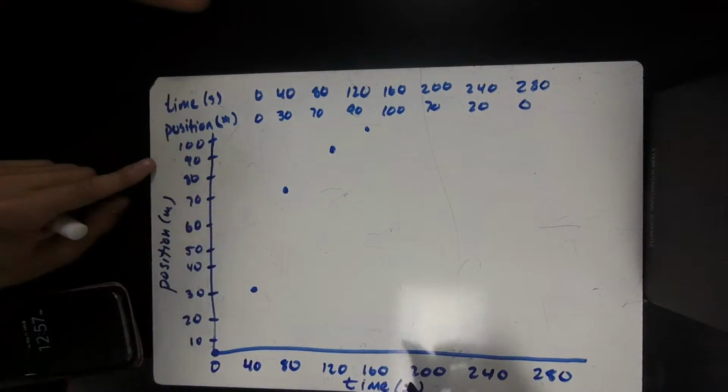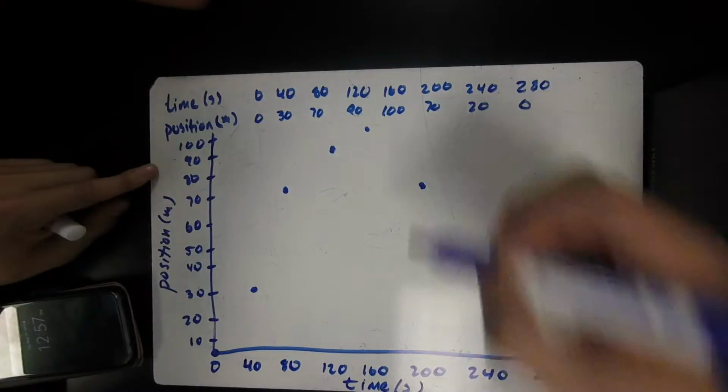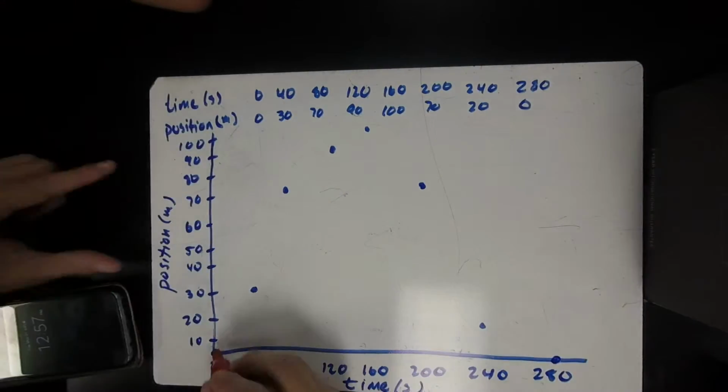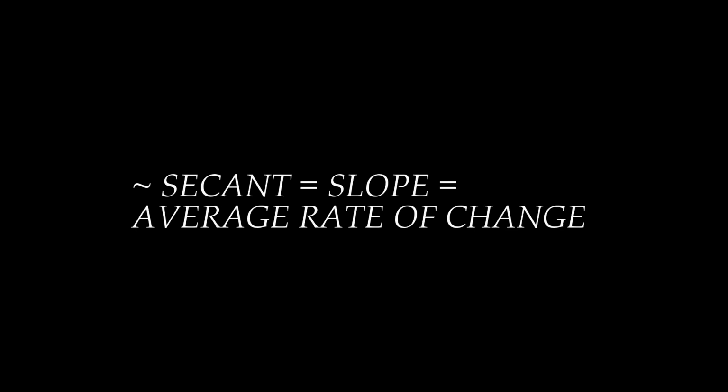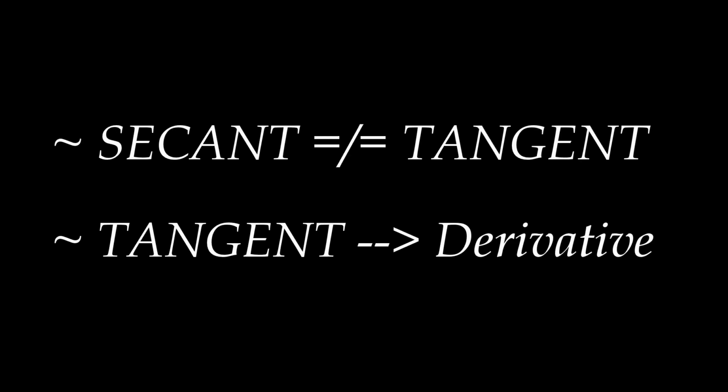But we can find the average rate of change by connecting 2 points, any 2 points, to form a line which gives us something called a secant line. To recap, the secant line gives us the average rate of change, which is the slope of the line. It is important to know that a tangent line and a secant line are not the same thing. The tangent line simply touches the graph at one point and gives us the actual derivative.